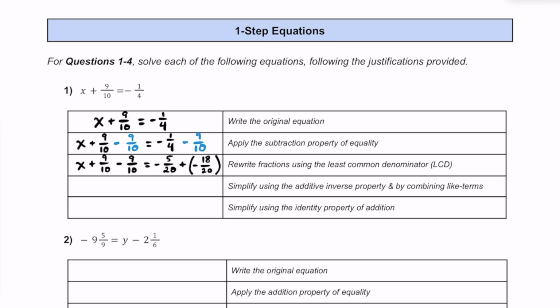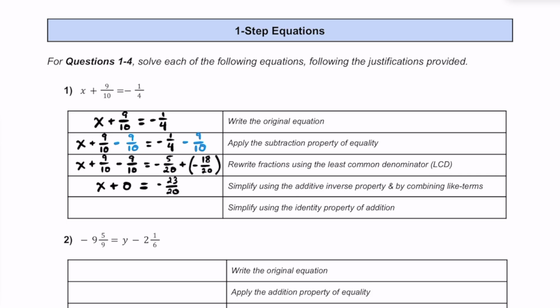Let's simplify this a little bit using the additive inverse property. This 9/10 minus 9/10 is the same thing as 9/10 plus negative 9/10, which is 0. So that's using the additive inverse property. So we have x plus 0 on the left side. And on the right side of the equation, a negative plus a negative is just more negative, so this would be negative 23 over 20. Up to you if you want to write a mixed number, but this is fine.